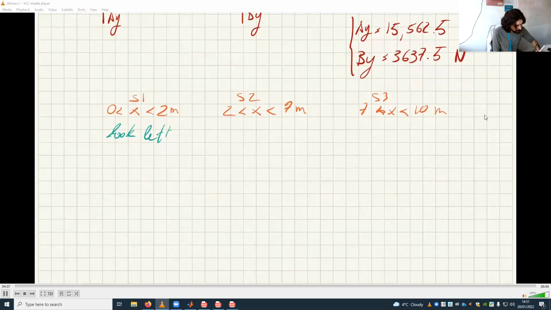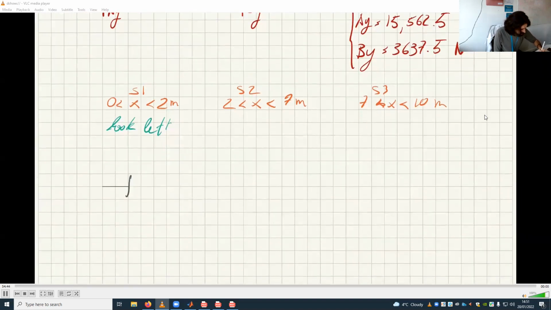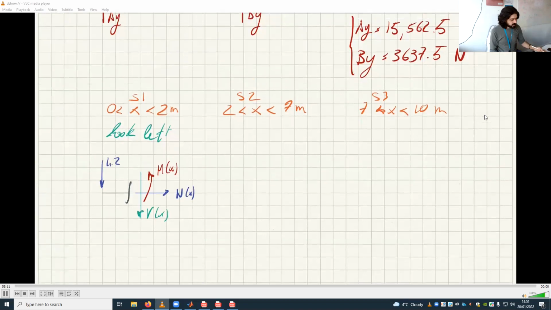If I look left, I have to draw only the chunk of beam that is on the left. Okay, so this is where the force is applied, 4.2 kilonewtons. And remember, I also have to introduce the internal forces N of x, V of x, and the bending moment, M of x. Following the convention, remember the convention?